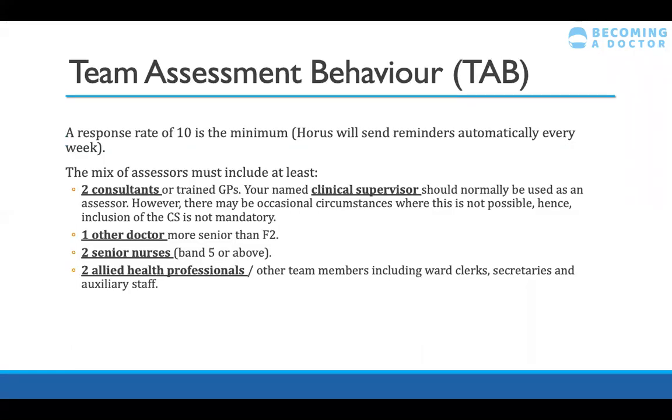So I'll move on now to the tab, the team assessment behaviour. This is something that you have to do both years. Generally it's within the first rotation you do, towards the end of it. And you need to get 10 people to fill in a feedback form on you. This is actually surprisingly difficult to get. On the side, you can see the breakdown of things you must at least have, and you can only have 2 F1s included in this.